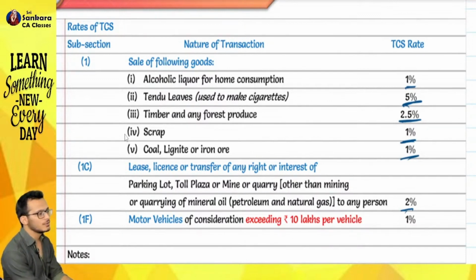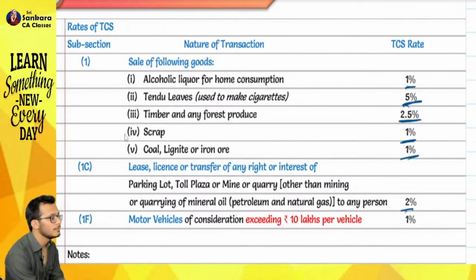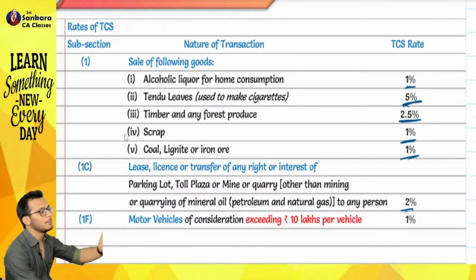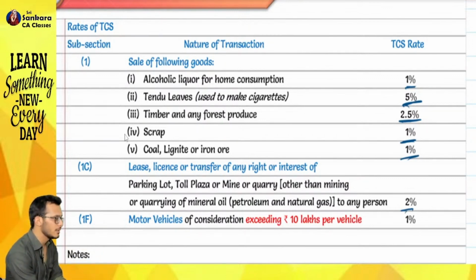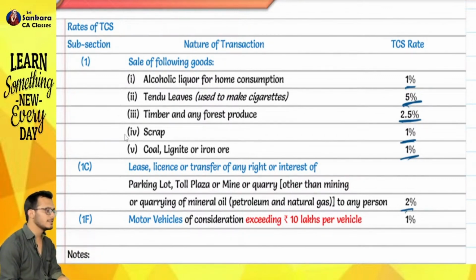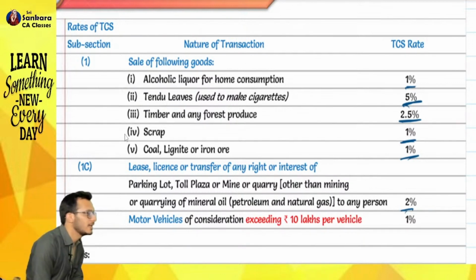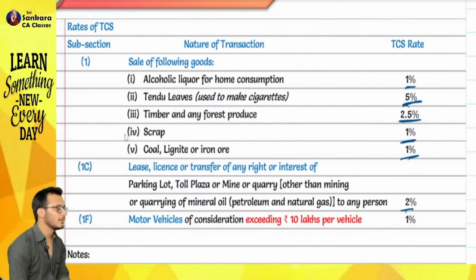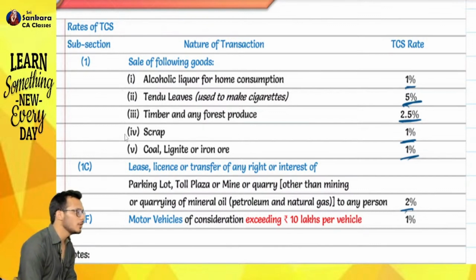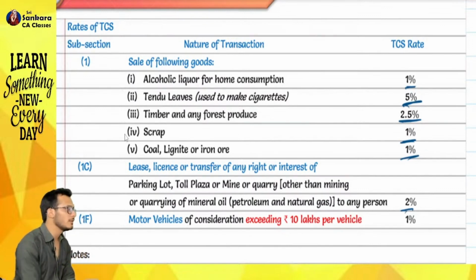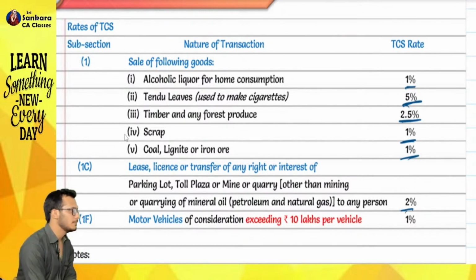And the last and the most useless provision, they say, if you sell someone a motor vehicle and the motor vehicle is treated as luxury, then on that also the person has to pay you 1% as TCS. What is luxury for income tax? 10 lakhs. If the motor vehicle goes beyond 10 lakh rupees, on the value of the motor vehicle you will have to pay 1%. Clear? Not clear?